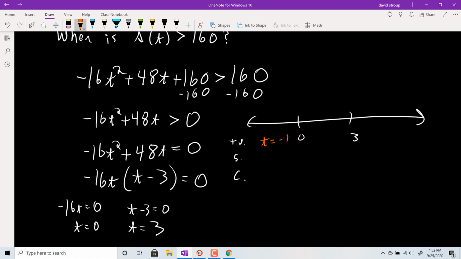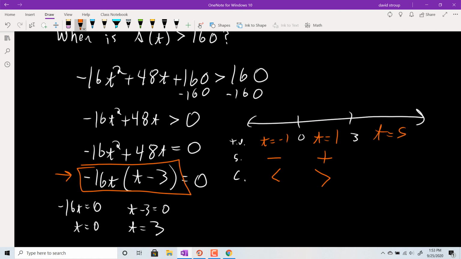So, where am I plugging this in? I'm plugging it in right here. Negative 16 times negative 1 is positive, and then negative 1 minus 3 is negative, so positive times negative is negative. So that would be where it's less than. We're not going to use that part anyways. Then try t equals 1. Negative 16 times 1 is negative. 1 minus 3 is negative. Negative times negative is positive. So that's where it's above the roof. Try t equals 5. Negative 16 times positive 5 is negative. 5 minus 3 is positive. Negative times positive is negative. So then it's below the roof.